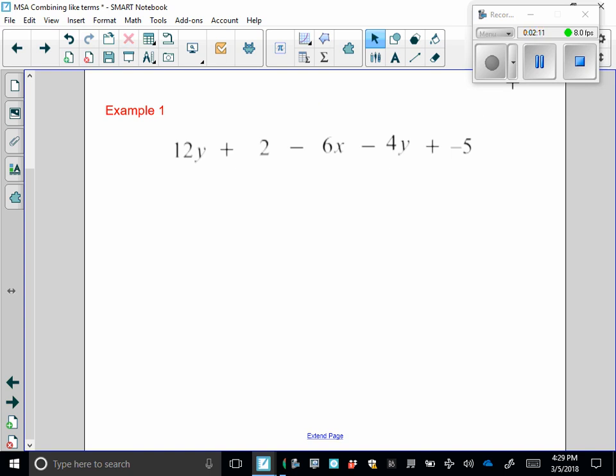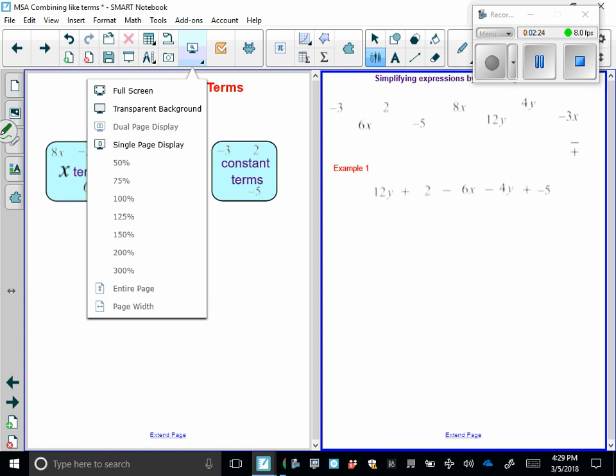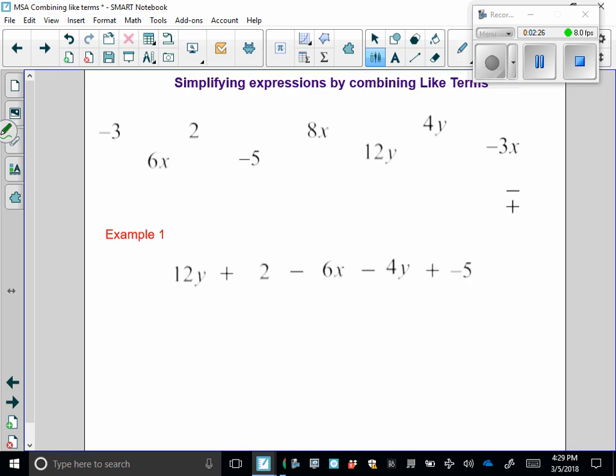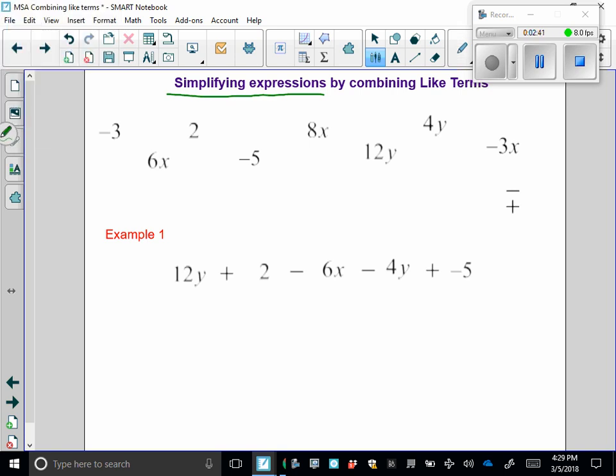One thing to think of is, what are the like terms? If you think about the page before, we had the x terms, the y terms, and the constant terms, and that's how we're going to do this problem. The goal is to simplify the expression. That means in the end, you only want to have one x term, one y term, and one constant term. Right now we have 2 y terms, 1 x term, and 2 constant terms.